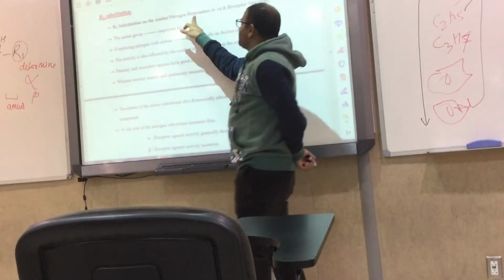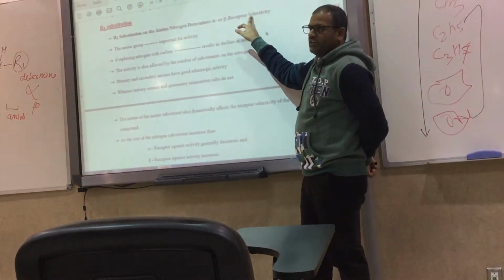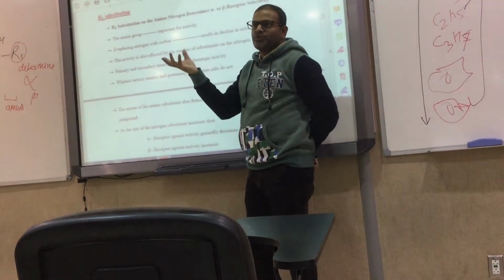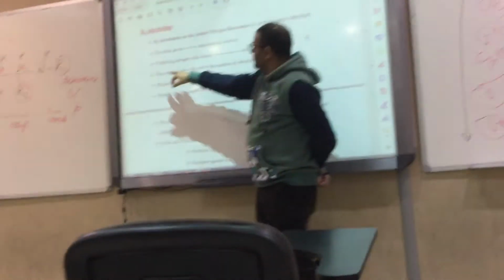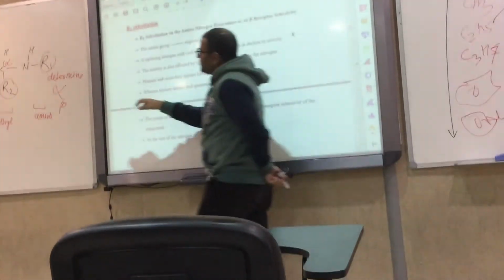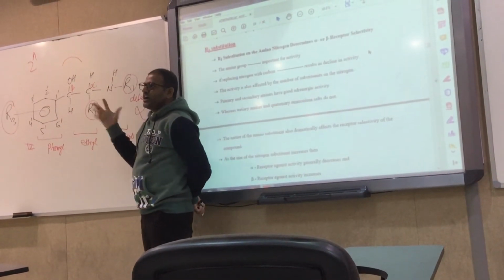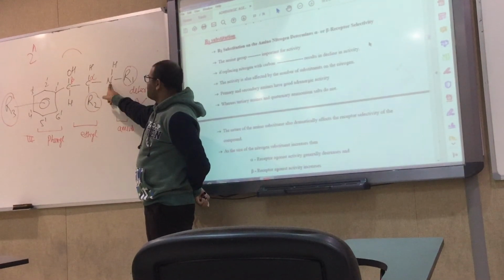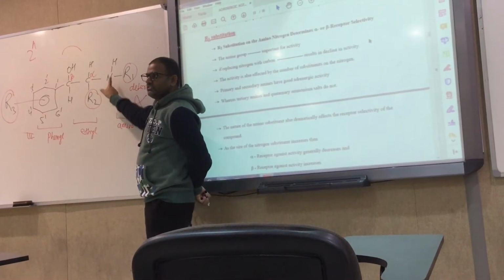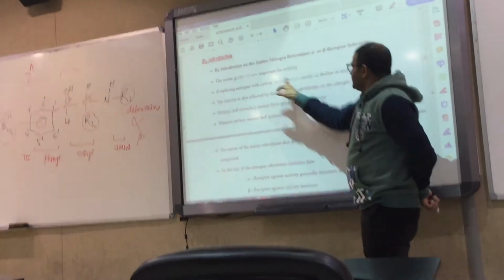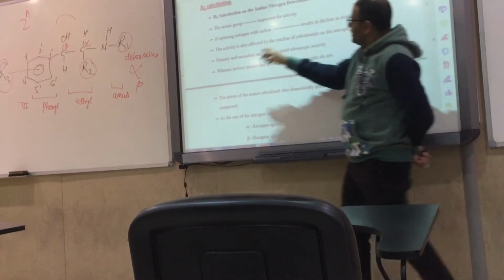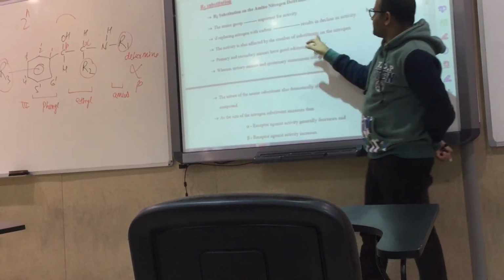Now come here. R1 substitution on the amino nitrogen determines whether the compound acts on the alpha or beta receptor. The amino group is essential for activity, because it makes a bond. I will discuss what bond it makes. If this nitrogen is replaced with carbon, the bond will be destroyed, so we cannot replace this nitrogen with carbon. It means nitrogen is essential for activity. Now, the activity is also affected by the number of substitutions on the nitrogen.